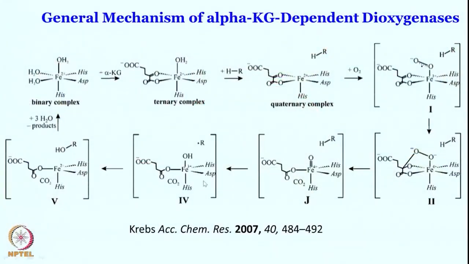And that is beautiful. In the next class, we will be discussing the alpha ketoglutarate dependent halogenase. These are hydroxylases or hydroxylation chemistry you have seen. In the next class, we will discuss almost the same mechanism, but with a twist. The twist is in the ligand that is associated with the iron center. Instead of these two histidine, one aspartate, one of them will go out. We will see that in the next class.